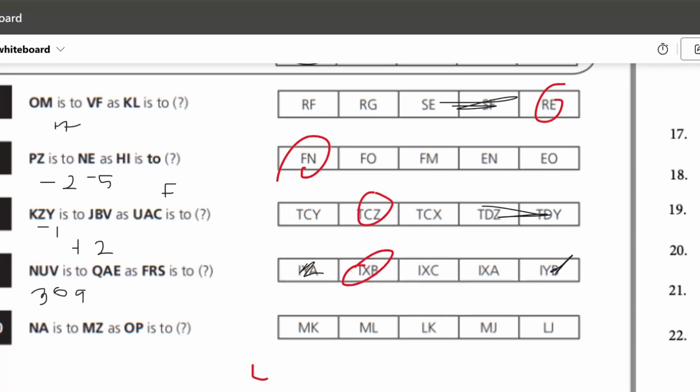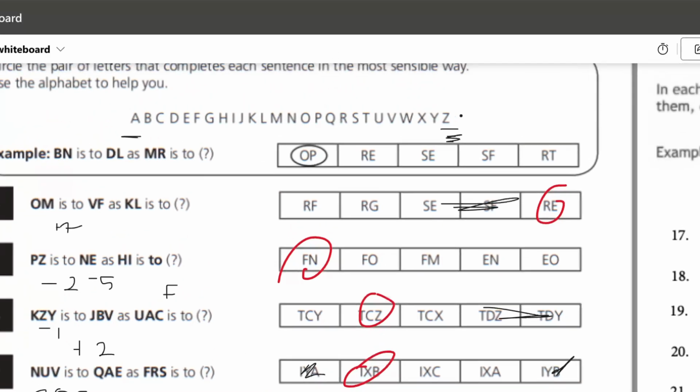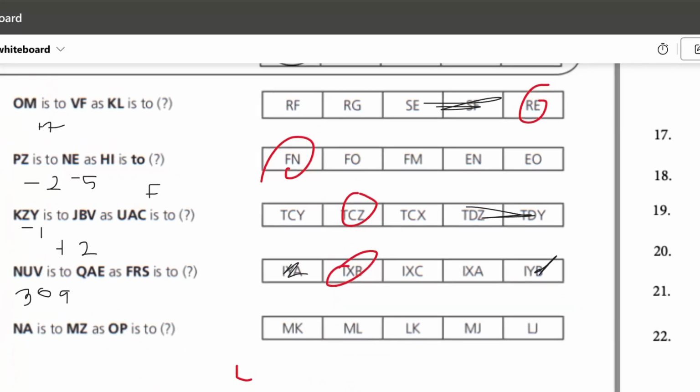Now you can see we have P next, just to get the alphabet in. If O was 12, we know P is 11. So we need to count 11 from here. 1, 2, 3, 4, 5, 6, 7, 8, 9, 10, 11. We get LK. And that gives you this answer.